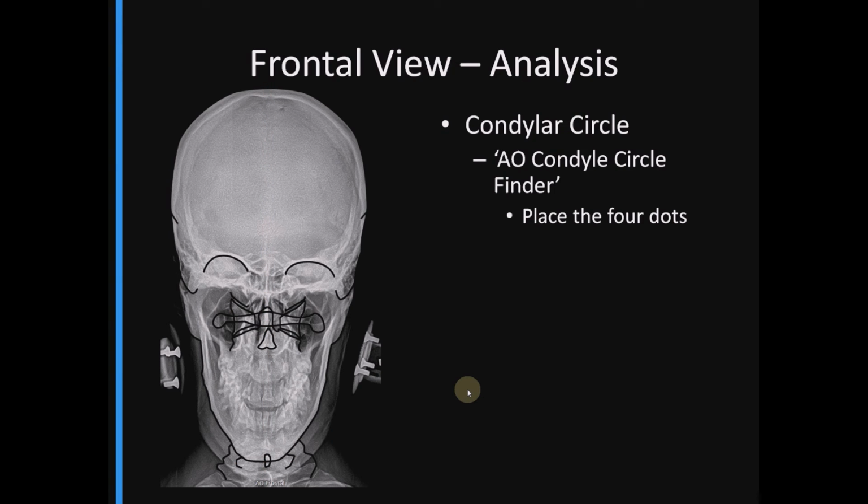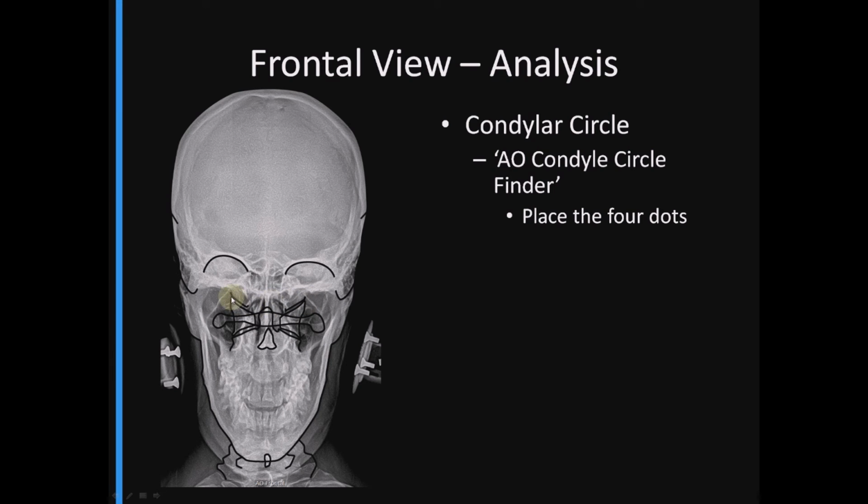Our next step is to click on the AO condyle circle finder, and there's 2 ways that this is done, just as it was on the axial X-ray. If you click on the AO condyle circle finder, you would place your dot on the outer aspects of the condyles, where the curvature of the condyles joins the lateral border of the condyles, and you'd place a dot on the surface of it as icing on the cake or a marble on the surface of a table. And you would do that on the left side, and then you would do that on the right side.